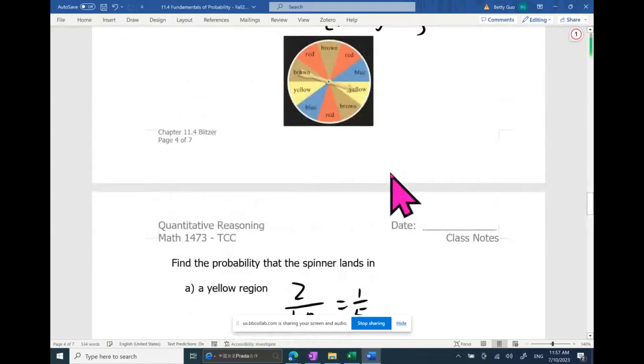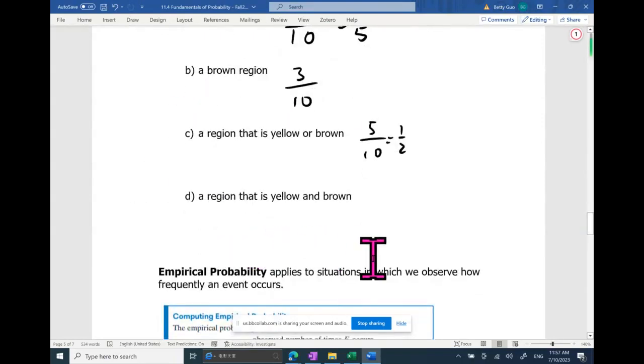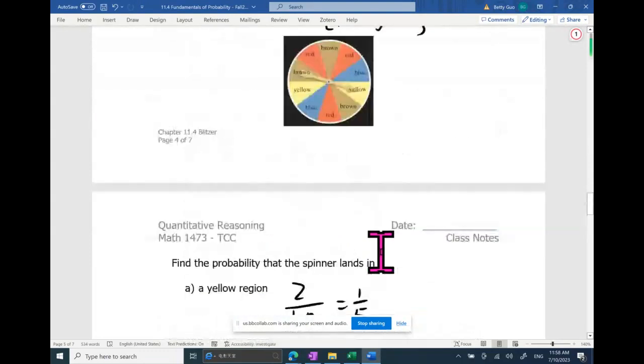Yellow or brown. So 2 yellow, 3 brown. So yellow or brown, 5. You have a 50% chance to get a yellow or brown. Part D, a region that is yellow and brown.